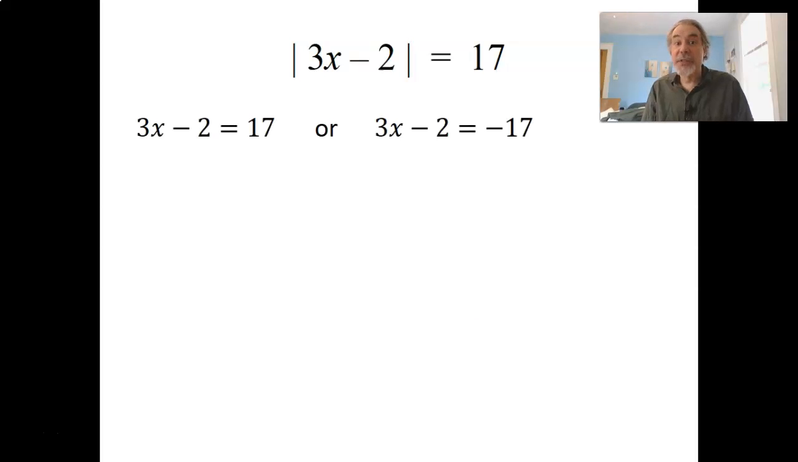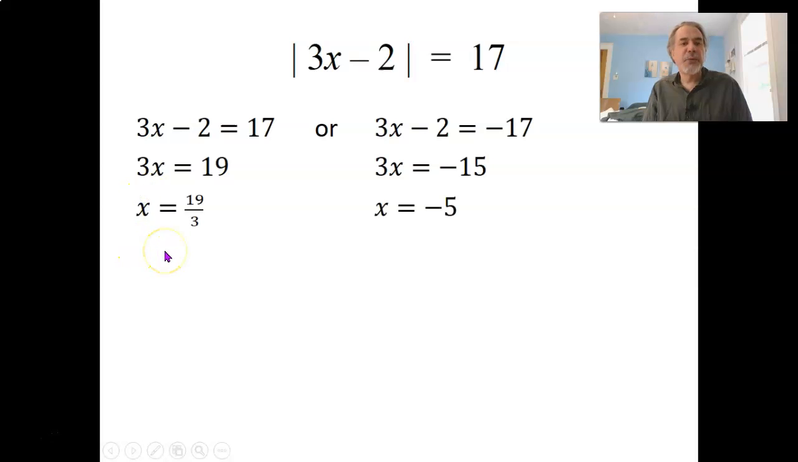3x minus 2 equals 17, just like this without the bars, or 3x minus 2 equals -17. And then we solve each one of these. Add 2 to both sides and divide both sides by 3. Over here, we get x equals 19 over 3, 19 thirds. And over here, we get x equals -5. So there would be the 2 solutions to that equation.